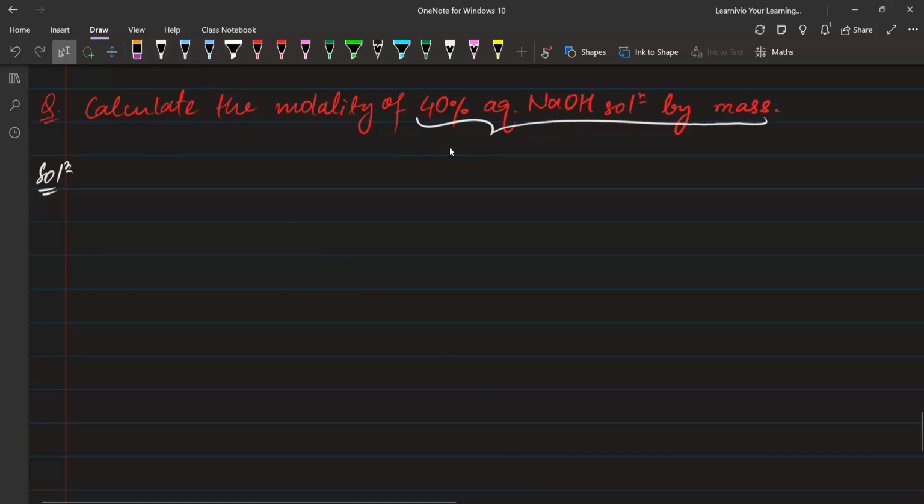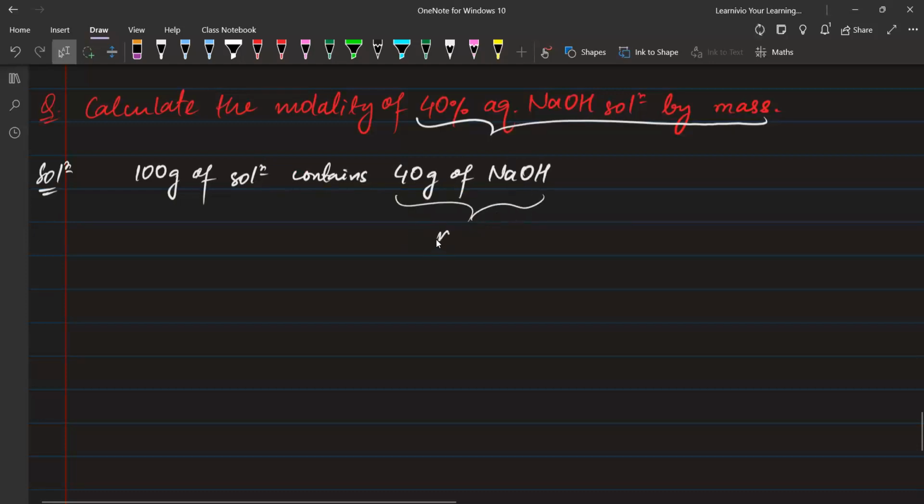Sir, 100 grams of solution contains 40 grams of NaOH. Very good. 100 grams of solution contains 40 grams of NaOH. That's all you need. From this, you can get the number of moles of NaOH. Yes or no? Yes, sir. From 100 gram of solution, in 100 gram, 40 gram is NaOH, and 60 gram is water. This is what I am talking about, all the information that you can extract.